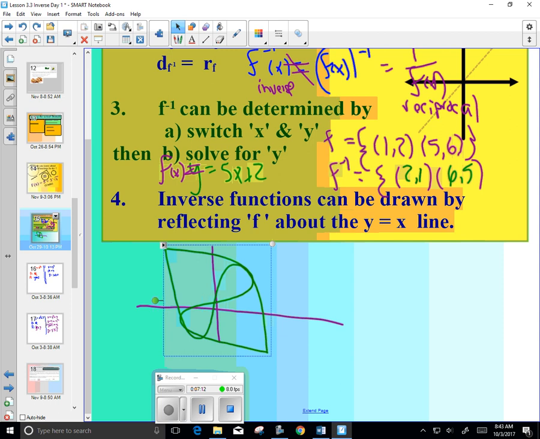What happens here is that you see a reflection about this line right here, y equal x, and all of the x values are switched, x's and y's. And this is the reflection that you're going to see. If you do a properly drawn inverse graph, it should be a reflection about y equal x.